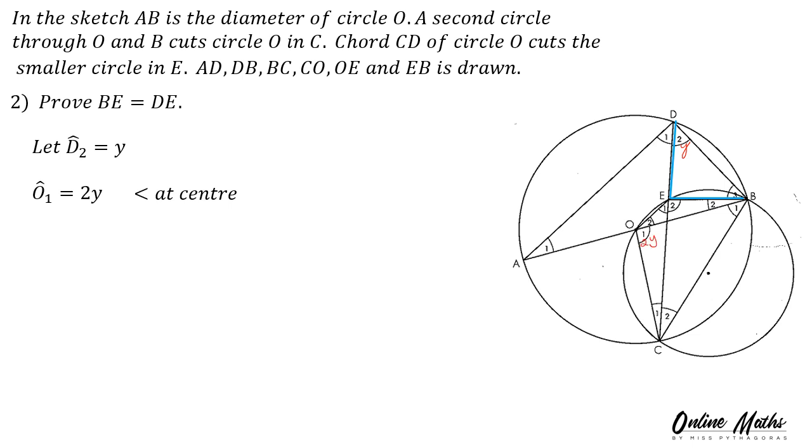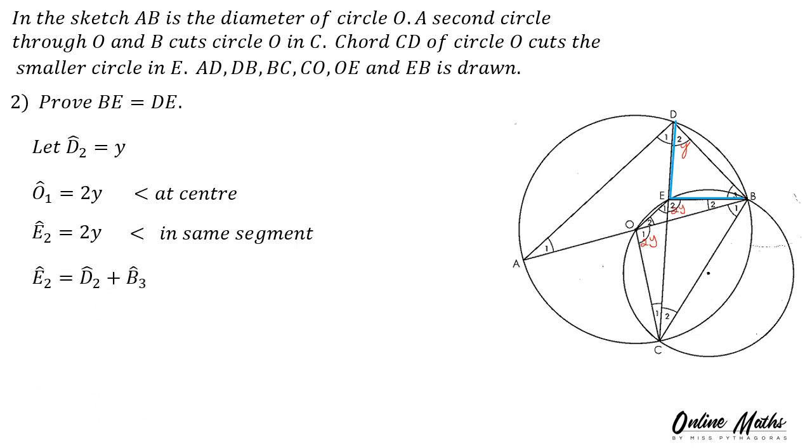And the chord that subtends them is chord CB. Then we can say that angle E2 is equal to 2y. What's your reason? Angle in same segment. So this little one there is also 2y, and it's chord CB that subtends them, and that's happening in the small circle.